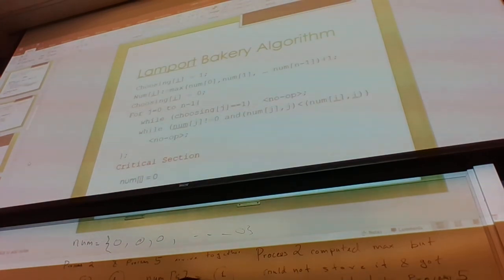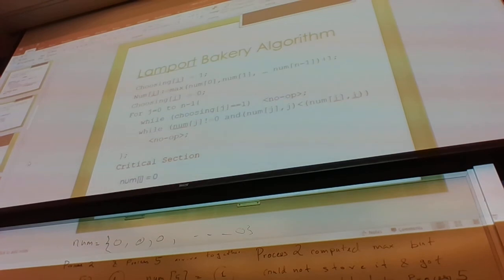So do you understand this scenario? Process 2 calculated the maximum value, but it couldn't store it, couldn't add the 1 and store it. Before it could do that, you switch to process 5. Let's now assume that all the time quanta of the CPU goes to process 5. So now what is the value of num2? 0. Couldn't store it, right? So num2 has a value 0.